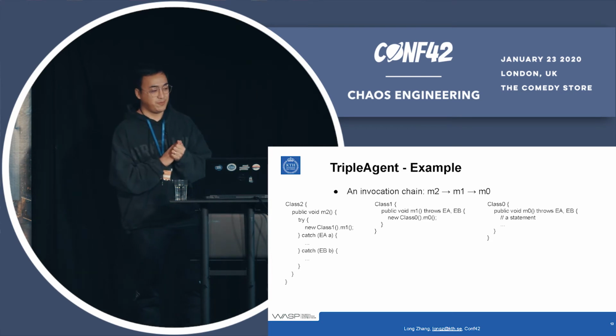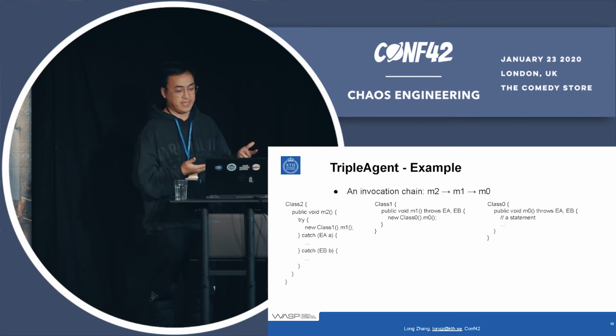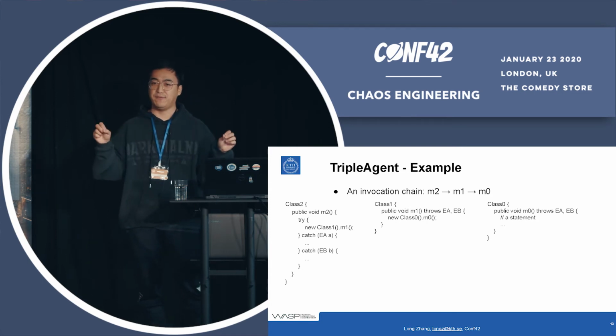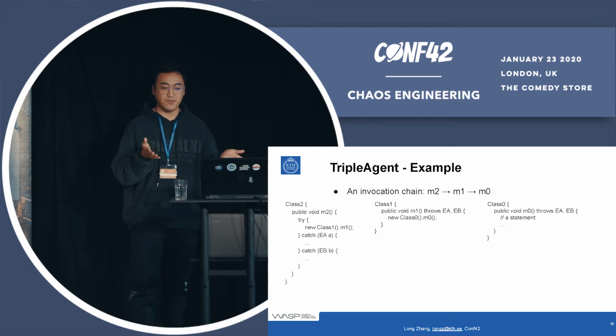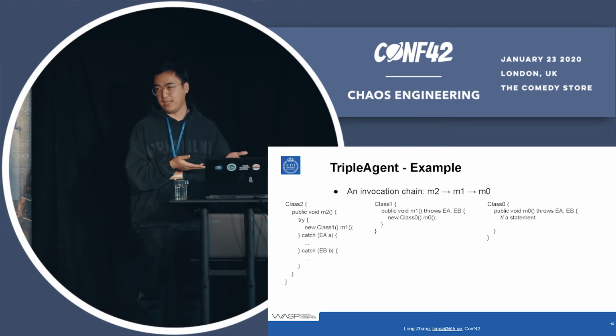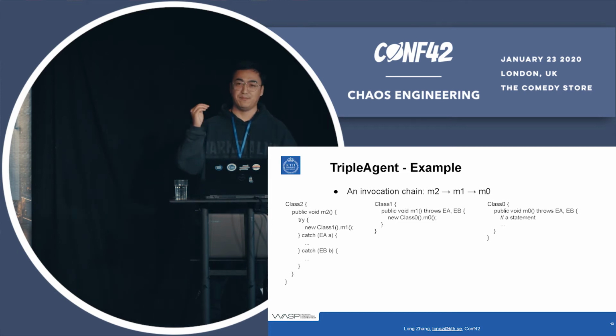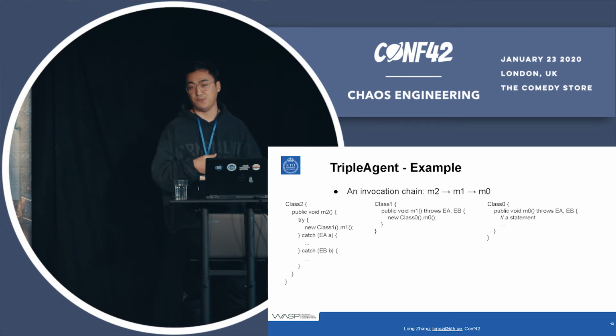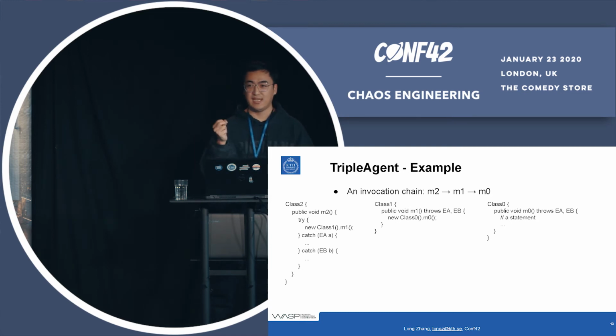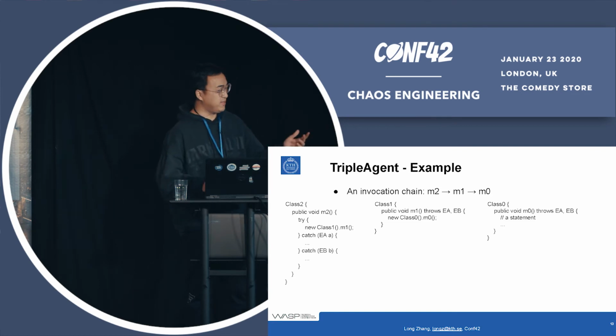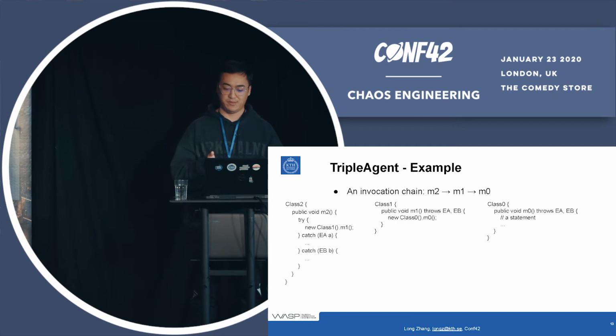As a simple example, in Java, we have lots of try-catch blocks. We also have a chain of invocation, like method 0 calls method 2, calls method 1, and method 1 invokes method 0. But in method 0, we could have some method which declares to throw exceptions, and then you must handle it in your source code with a try-catch block. So this is a simple example, like the exceptions EA and EB are handled in method 2. The catch blocks are written by developers.